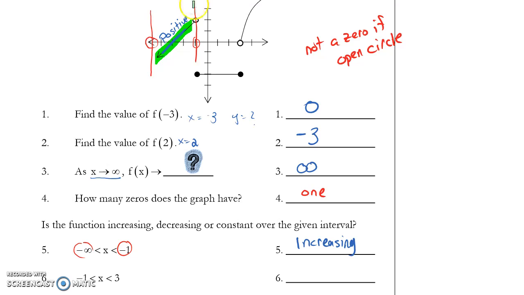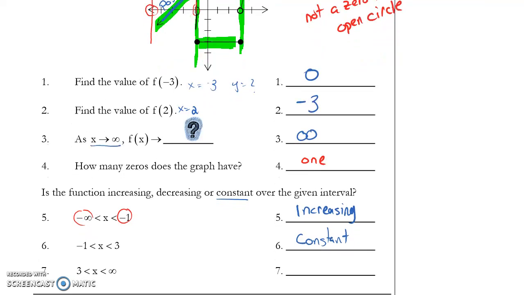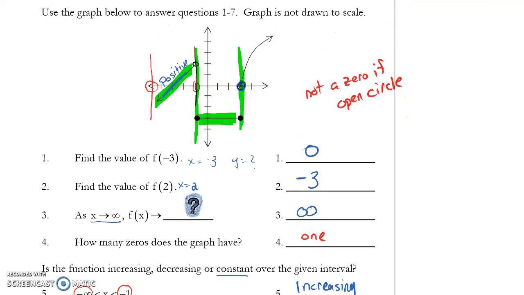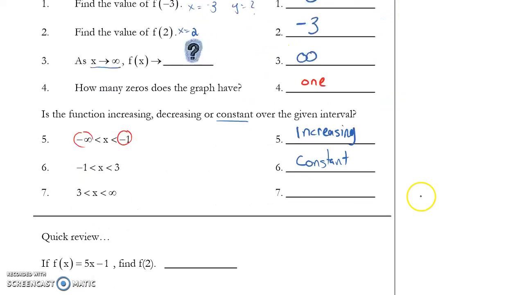And then from my -1 here to my +3, looking strictly at that section, that's not going up or down. When it doesn't go up and it doesn't go down, that's when we have a constant function. And our last section from 3 to infinity starts here at the open circle, and it moves to the right and goes up. It's positive. That is also increasing.